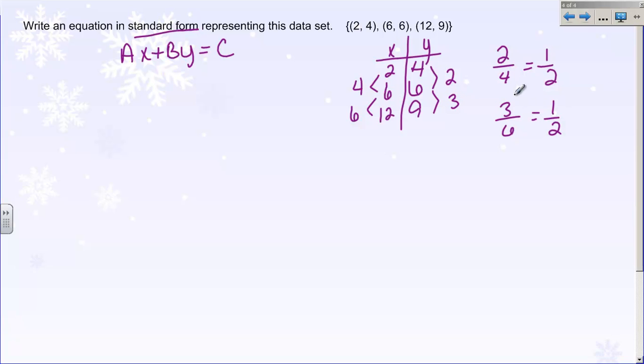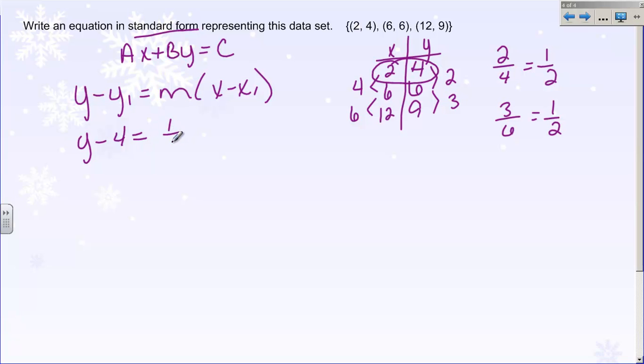I cannot, however, jump straight from the slope to standard form. I have got to start with point-slope form and then manipulate it to make it look like standard form. So I've got to pick a point again. I have 3 points to choose from. Let's just use the top one and plug in the numbers. So I'm going to do y minus 4 equals 1/2 times x minus 2. I just plugged in my slope and my point.